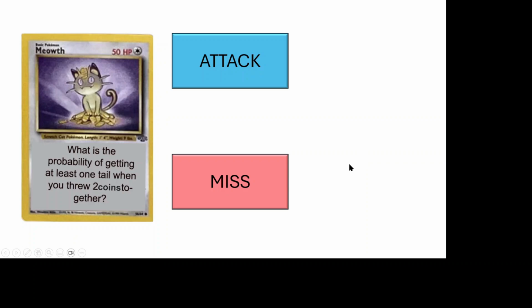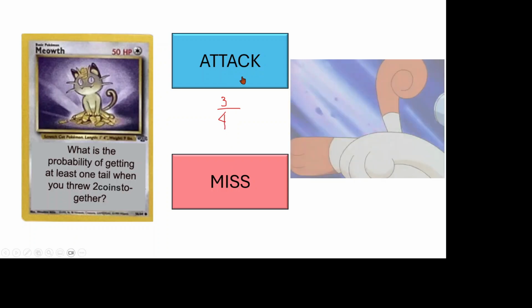Next, what is the probability of getting at least one tail when you threw two coins together? Okay, favorable events because we have head head, head tail, tail head, and tail tail. So there are three possibilities. And 2 times 2 is 4. So 3/4 is the answer because that can no longer be simplified.